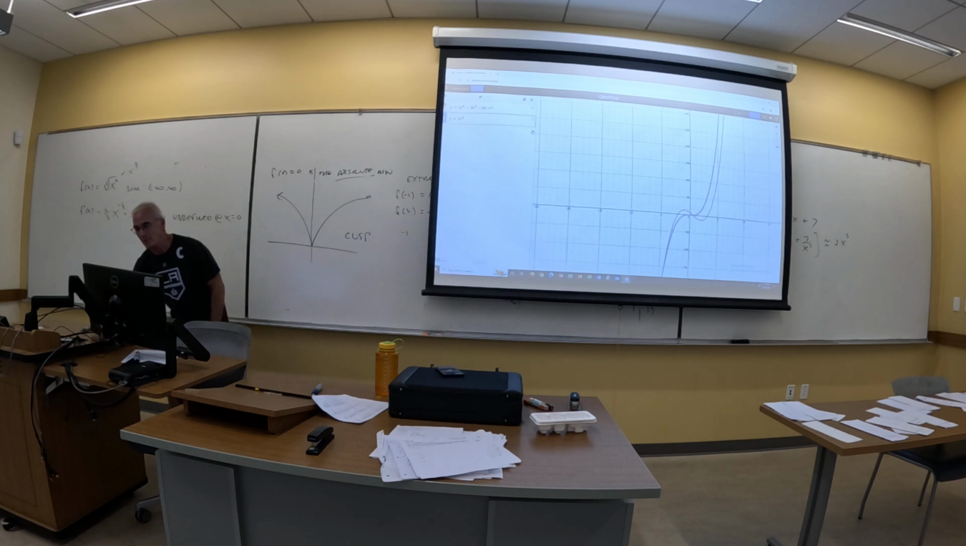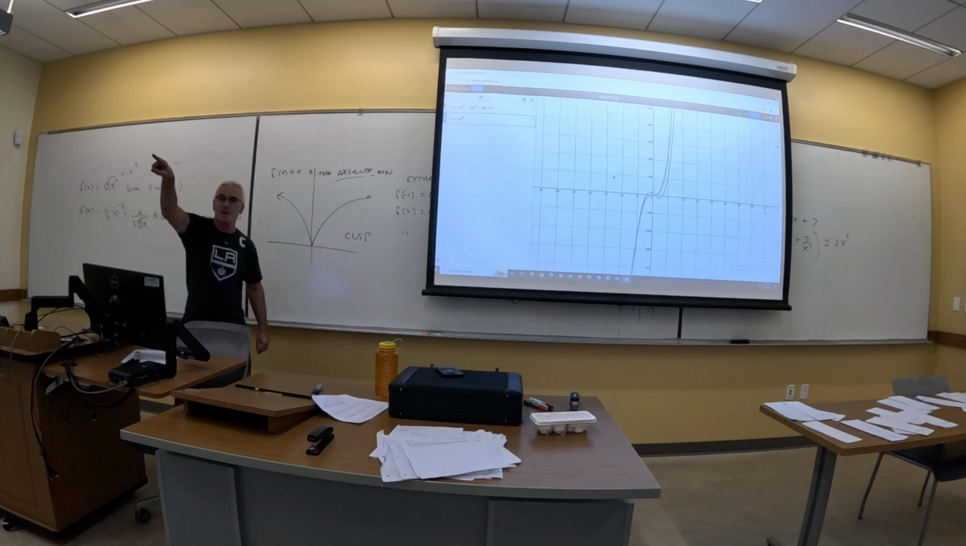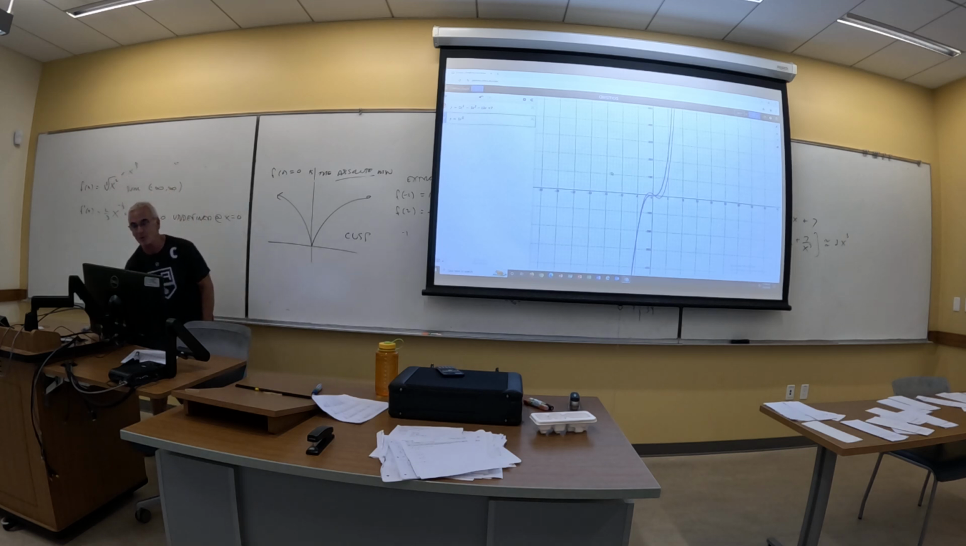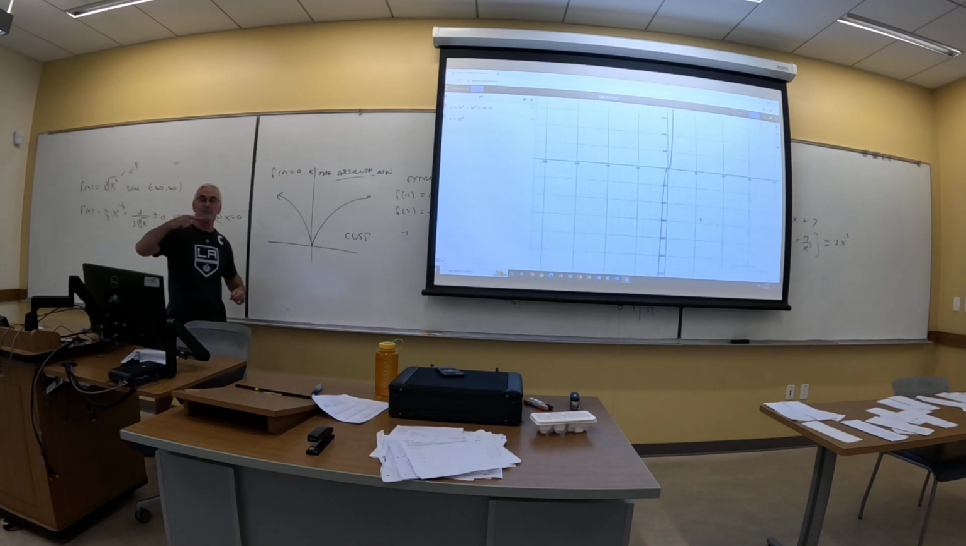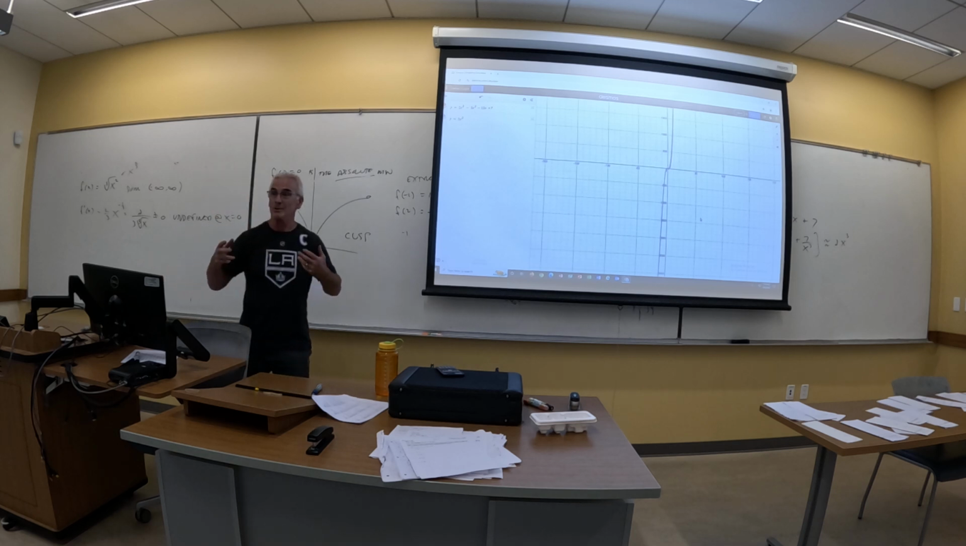So I want to back up. I want to way back up. I want to get farther and farther and farther away. To the naked eye, what are you seeing? These graphs are merging into one. Why? Because the difference between them is getting smaller and smaller and smaller.